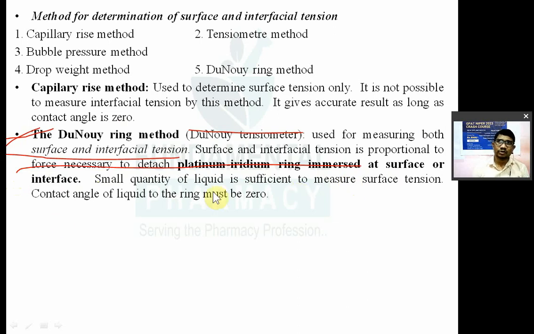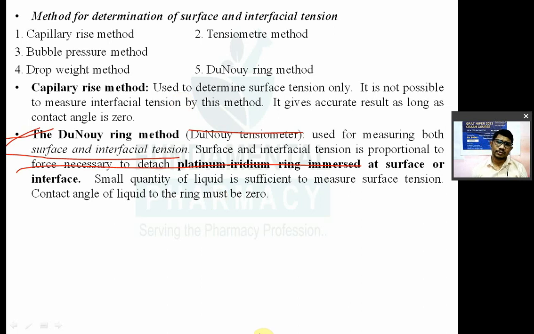इसमें एक platinum iridium ring होता है और उसको surface के ऊपर रखना है आपको और dip करके उसको उठाना है. और force required to detach, जब आप वो ring surface के ऊपर उठाते हो तो water molecule जो है उसमें surface tension होता है. So obviously it will resist the pull up of that iridium ring. That is, the force required to detach the platinum iridium ring immersed at a surface or interface will give you surface tension.